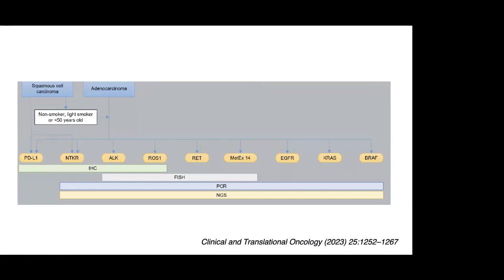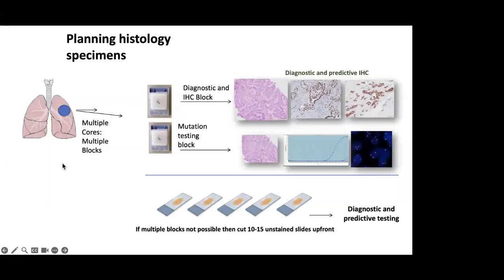There are biomarkers which are to be tested by IHC. There are biomarkers which are to be tested by FISH, because that's more cost effective and less cumbersome in comparison to doing RNA-seq for fusion. So if fusion has to be tested, do IHC followed by FISH, and if mutation analysis is to be done, do PCR or NGS as per convenience. And PDL1 is by IHC. So planning is important from the beginning.